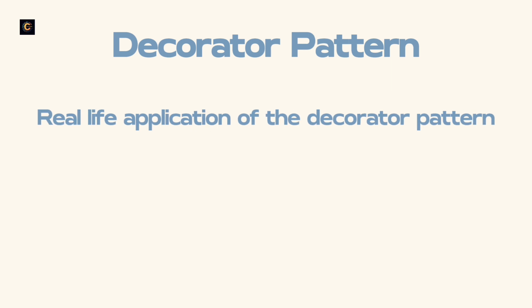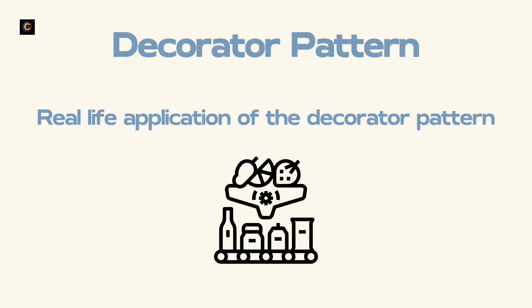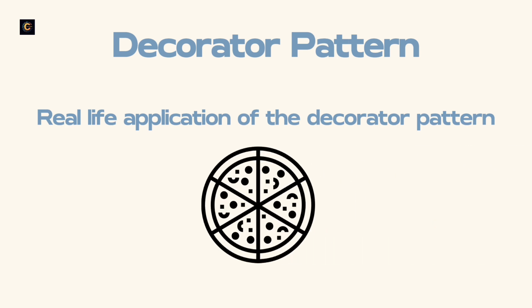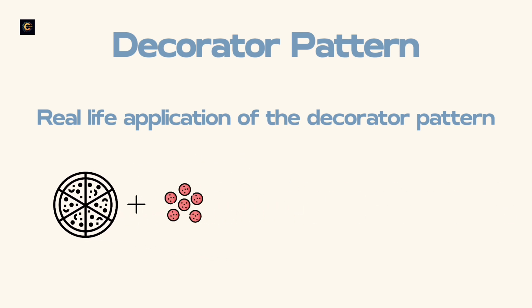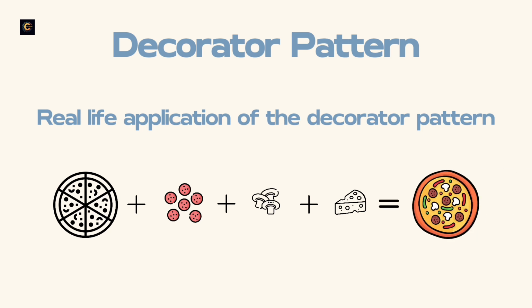One of the best real-life examples of the decorator pattern is in the food industry. Think about a simple pizza. You start with a plain crust, but then you can add toppings like pepperoni, mushrooms, or extra cheese to customize it as per your liking. Each topping acts as a decorator, enhancing the pizza without changing its original structure.